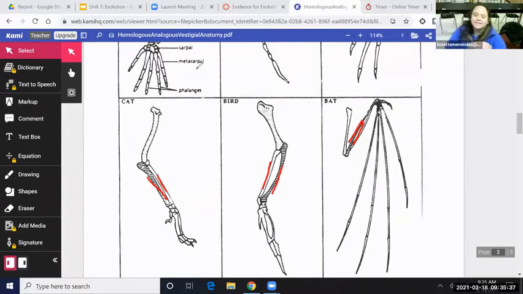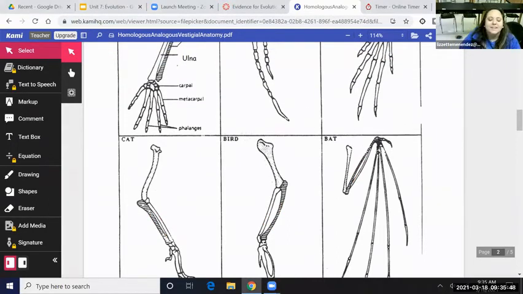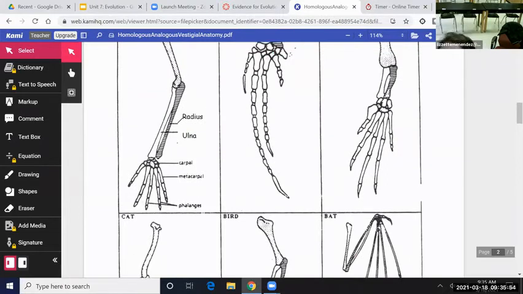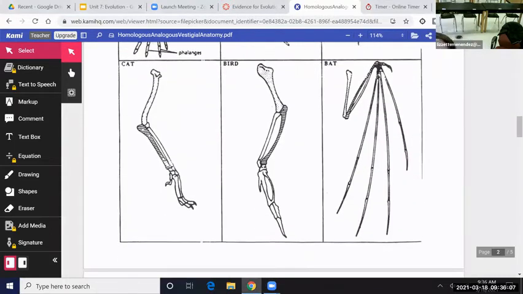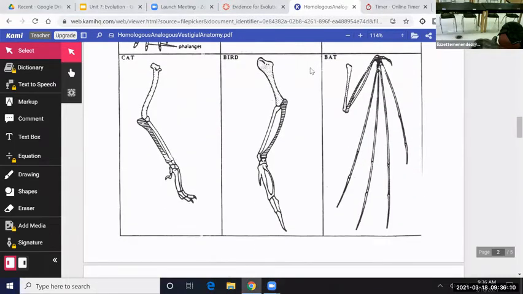So far we are seeing that they still have the same upper arm bone and the same two lower arm bones. And even the wrist into hand, there's a whole bunch of wrist bones, and then you get those digits in the human. Same thing in the whale. You have the wrist bones here, and all these digits go out. In the crocodile, you have the wrist here, digits go out. Then looking at the cat, you have the wrist bones here, digits go out. And the bird, wrist here, bones out. And the bat, wrist here, bones out.